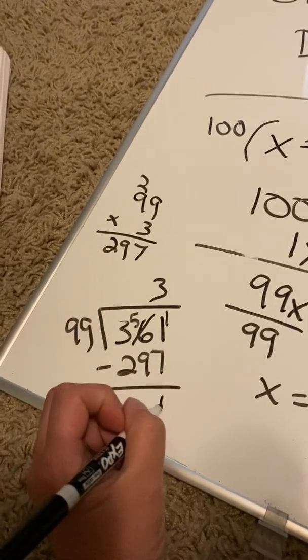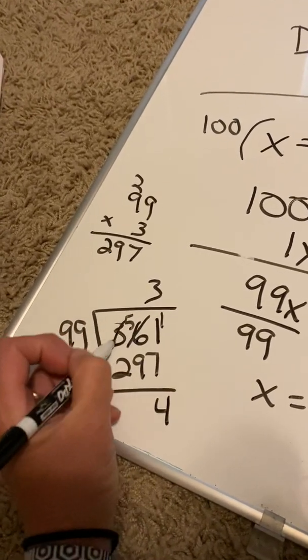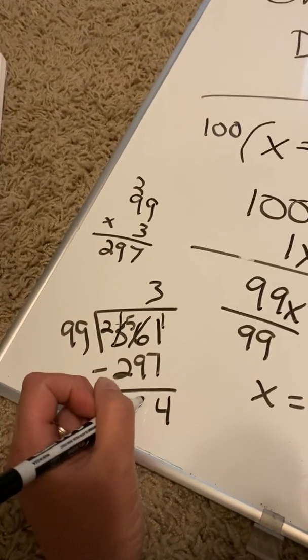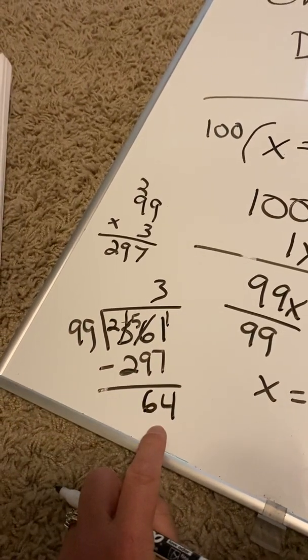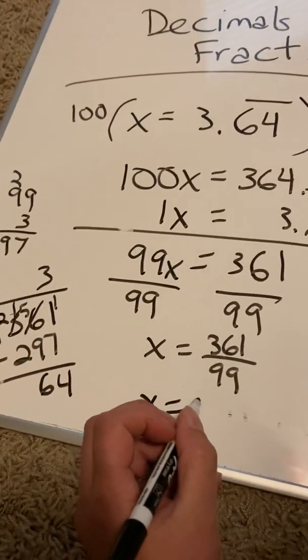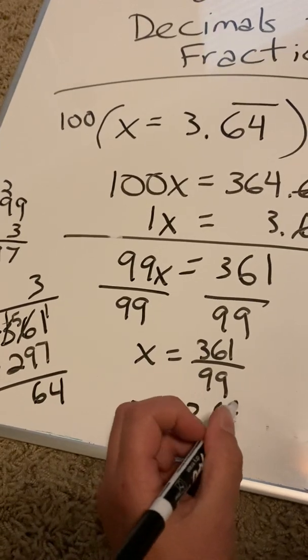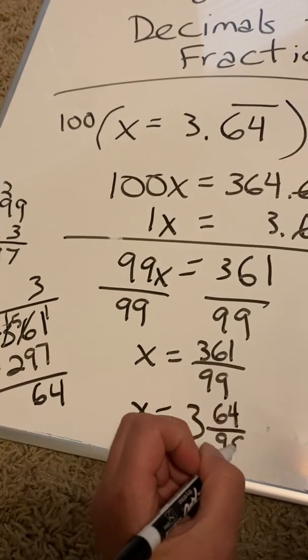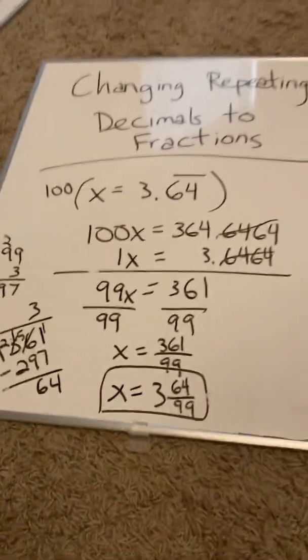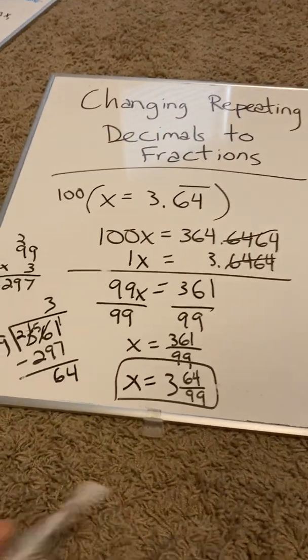11 minus 7 is 4. I got to borrow from this. 15 minus 9 is 6. So I'm left with 64. So when I write this out, 3 is my whole number, and I'm left with 64 over 99. Again, for my students, I would take either of those. Okay, let's do another one.